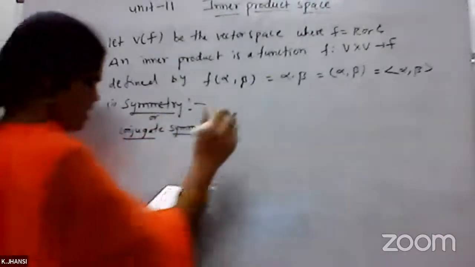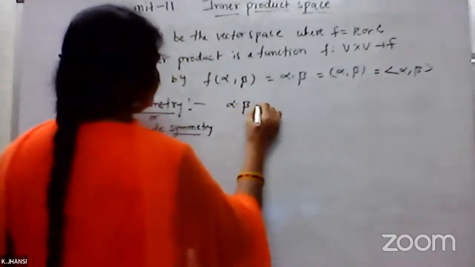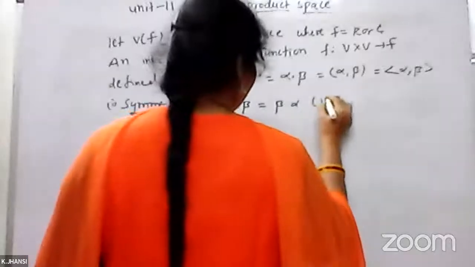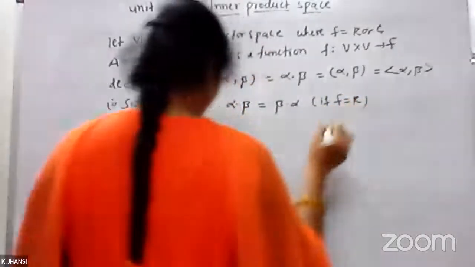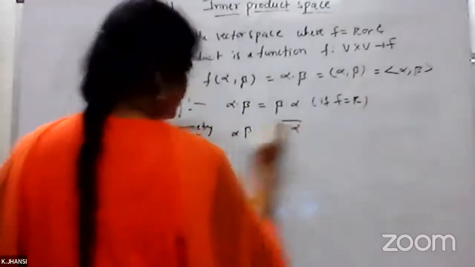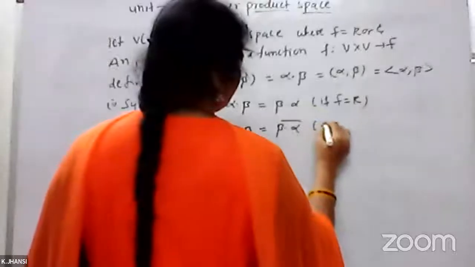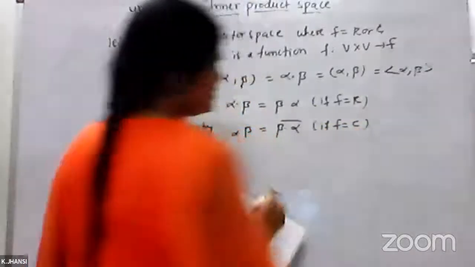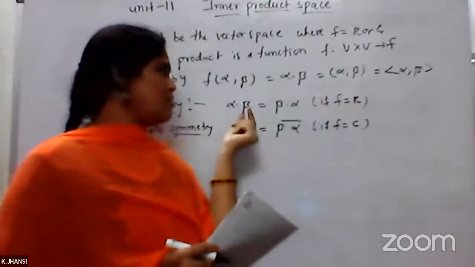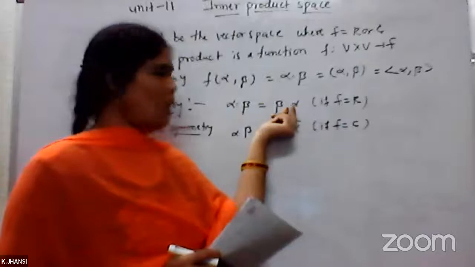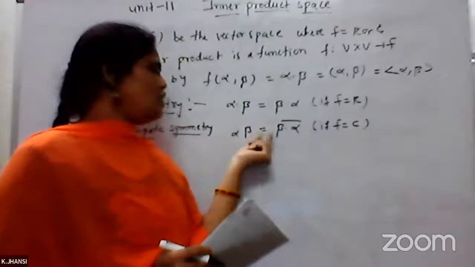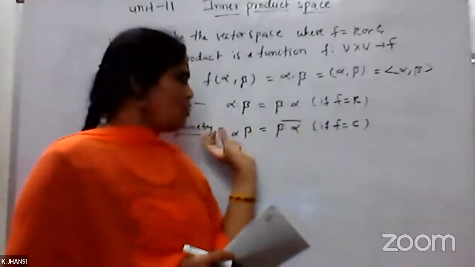Okay, so alpha into beta equals beta into alpha. If F equals R, alpha into beta equals beta into alpha. If F equals complex numbers, we take the bar. Whatever the field of scalars is, if it is real numbers and alpha into beta equals beta into alpha, then it is called symmetry. When they are complex numbers, alpha into beta equals the bar of beta into alpha.